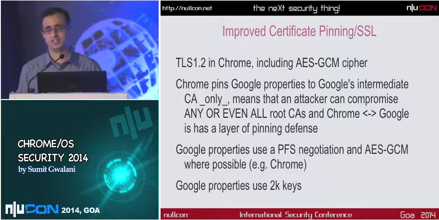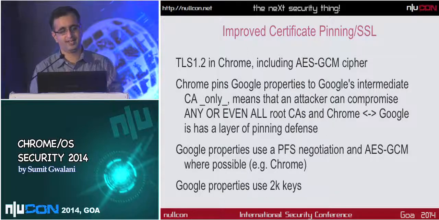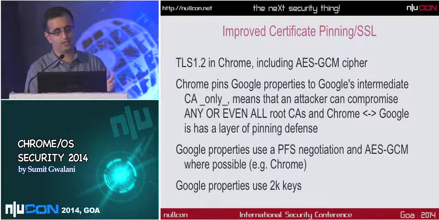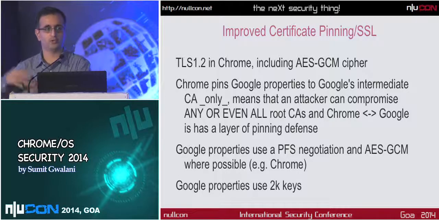Some of the other defenses that we added was support for TLS 1.2. I won't go into details about the AES GCM cipher. We actually start using it for Google properties. And also, with the worry about RSA 1024, a lot of our Google properties moved to 2K keys.